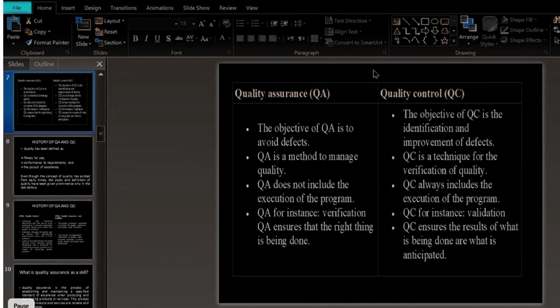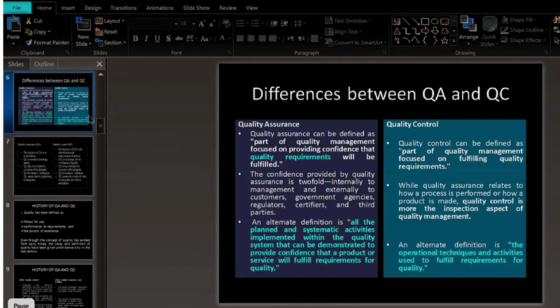Mr. Talha has requested to show slide number 6, please. Thank you, madam. You are more than welcome, sir.